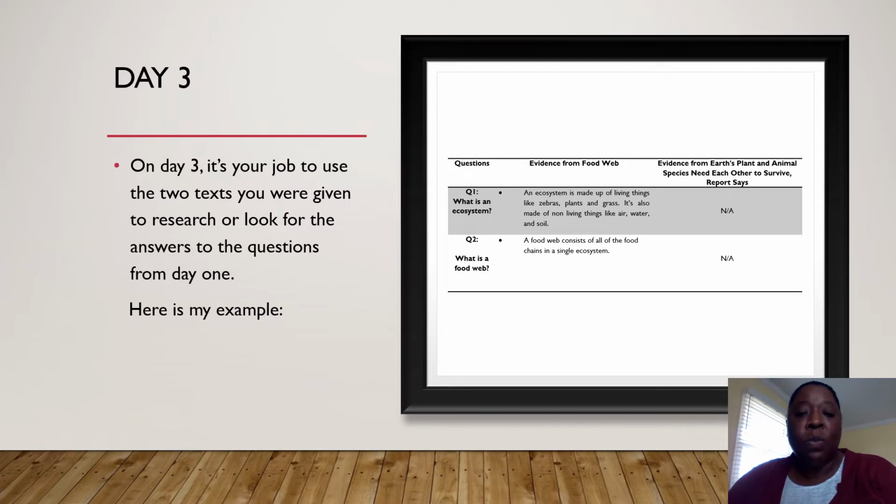My second question was, what is a food web? Well, in the text food web, I found the detail. A food web consists of all food chains in a single ecosystem. That answers that question pretty well, I think. The other text, I really didn't see any details. Maybe you will when you're looking, but when I looked, I didn't find an answer, so I wrote NA.